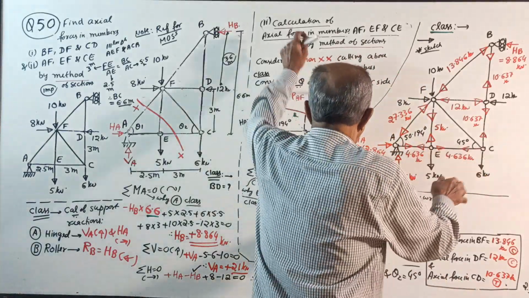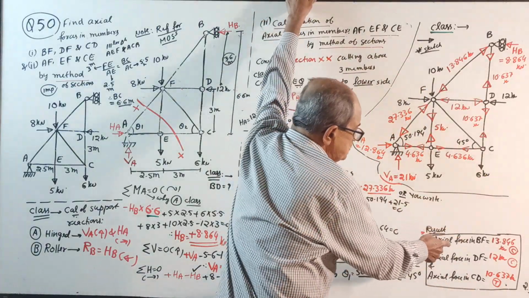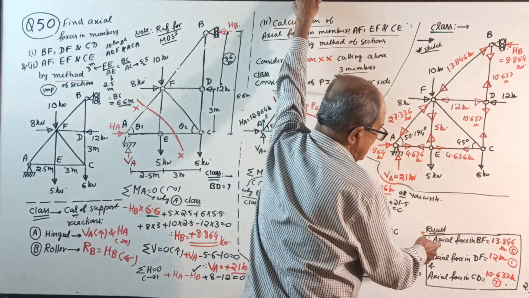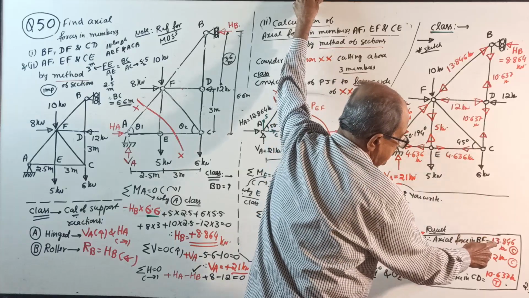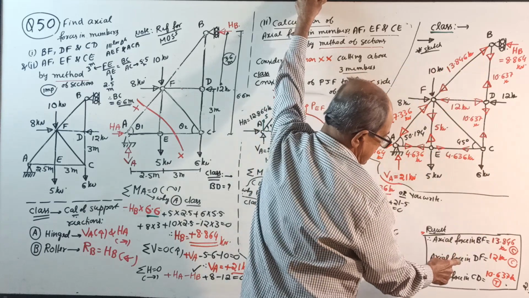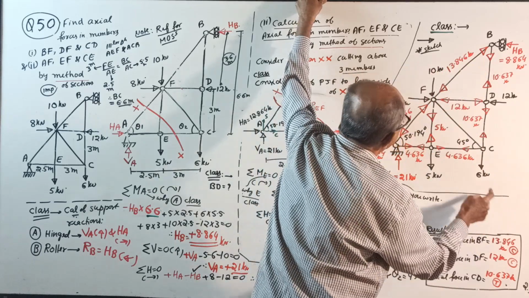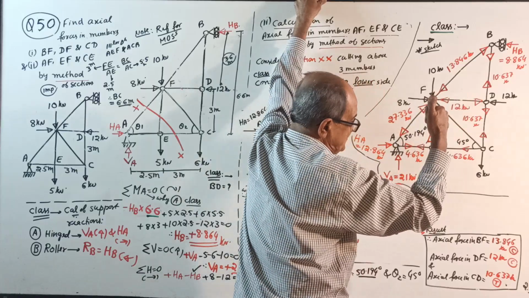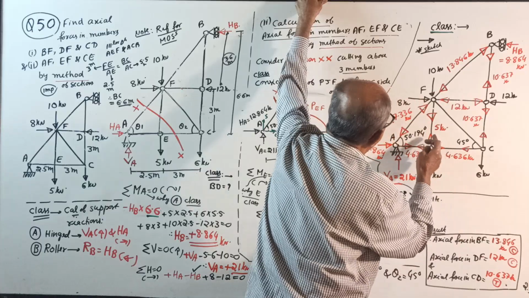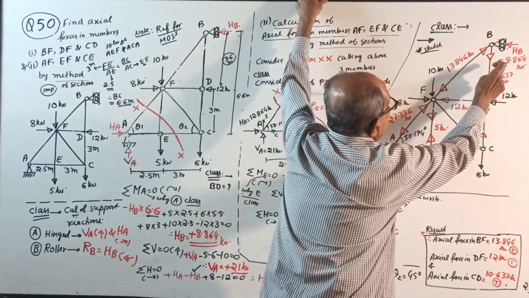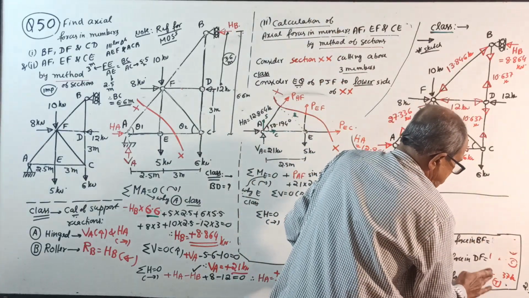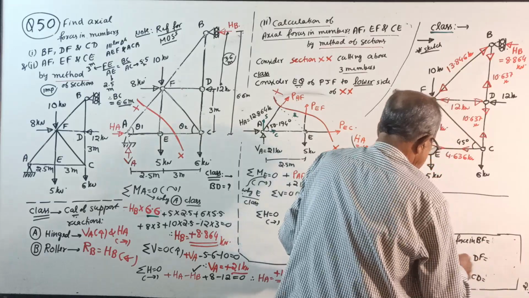Okay, now do one thing. Leave it. Start. Now, see, this was the answer from last time. Check the answer from last time. PF 13.846 compression. Yes. DF 12 compression. Oh, yes. CD 10.637 tension. See here. Yes. Now come to this question. Last question. Don't see there.